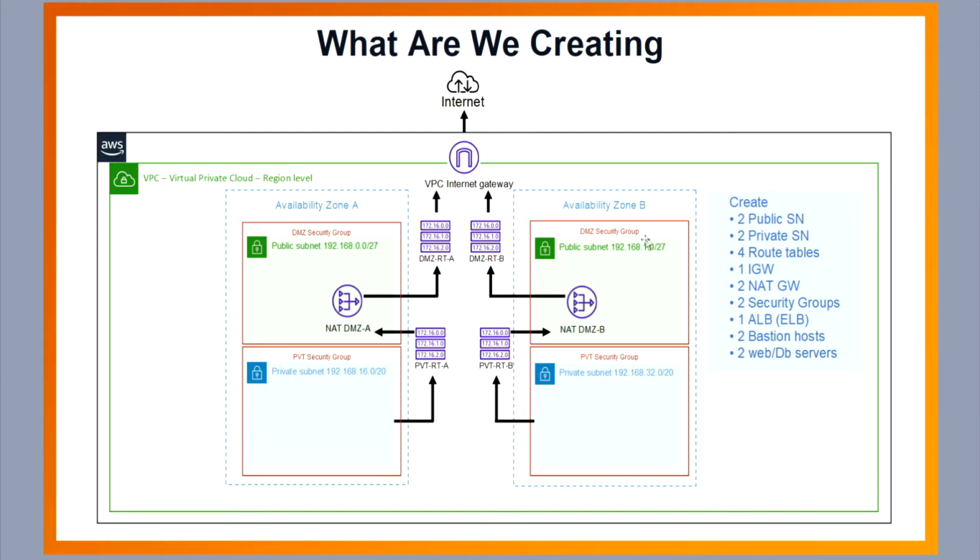And then in each, we're going to create one route table per subnet. And we'll have 4 subnets, so we'll have 4 route tables. We'll create an internet gateway, 2 NAT gateways, 2 security groups, the ALB, the 2 Bastion hosts, and the web server. And that's what we're doing. And this is what it looks like with the ELB here, the Bastion hosts there, and the instance types there. So let's go ahead and get into the hands-on portion of the demo.